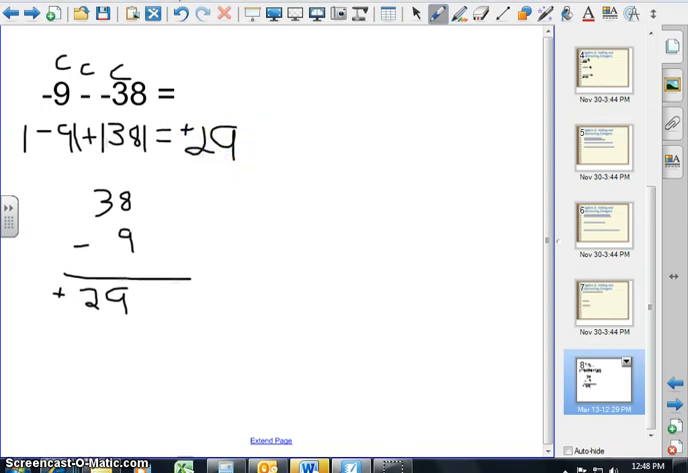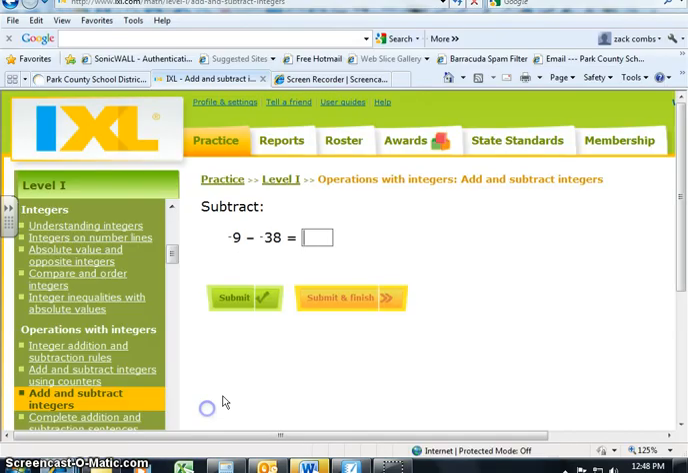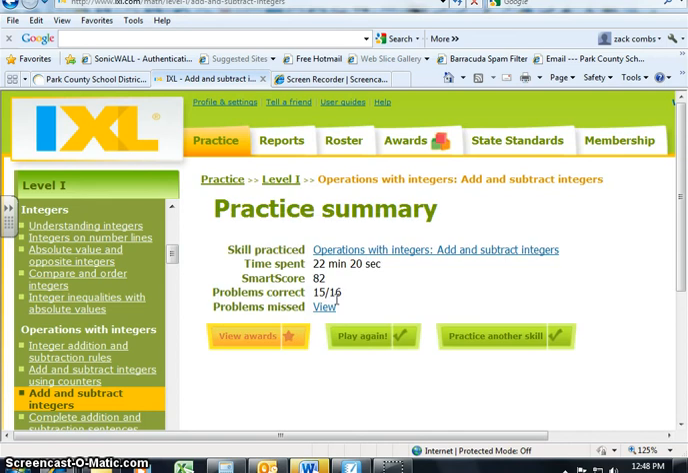So let's jump over to our IXL. Let's put in our positive 29 for our answer. Let's submit and finish. And we got it correct. We got our SMART goal of 82, which makes us happy.